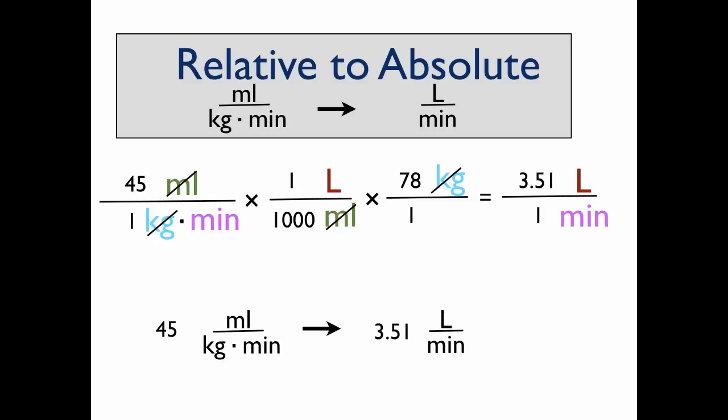So in this example, I've converted a relative VO2 max value of 45 mils per kilogram per minute and converted it to an absolute value of 3.51 liters per minute.